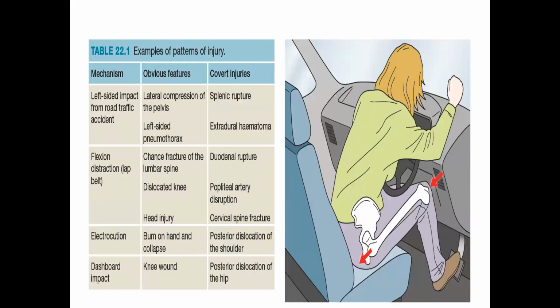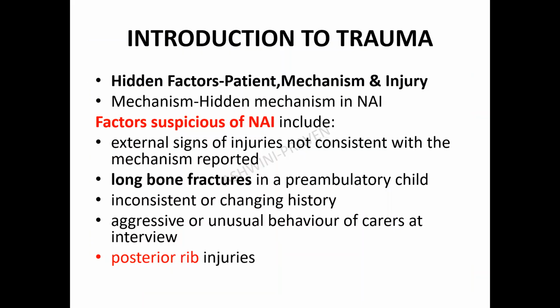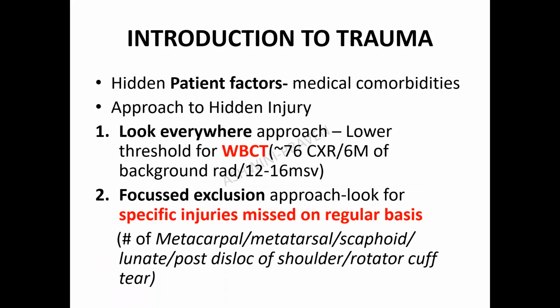So as I told, we have dealt with the hidden mechanism, hidden history taking, hidden patient factors. Now going to the hidden injury. So what are the injuries that can be missed easily? Those come under specific injuries missed on a regular basis. There are certain types of injuries which are missed on a regular basis. For example, fracture of the metacarpal, metatarsal, scaphoid, lunate, posterior dislocation of the shoulder, or rotator cuff tears. These injuries we won't even be thinking of, but they will be missed on a regular basis.